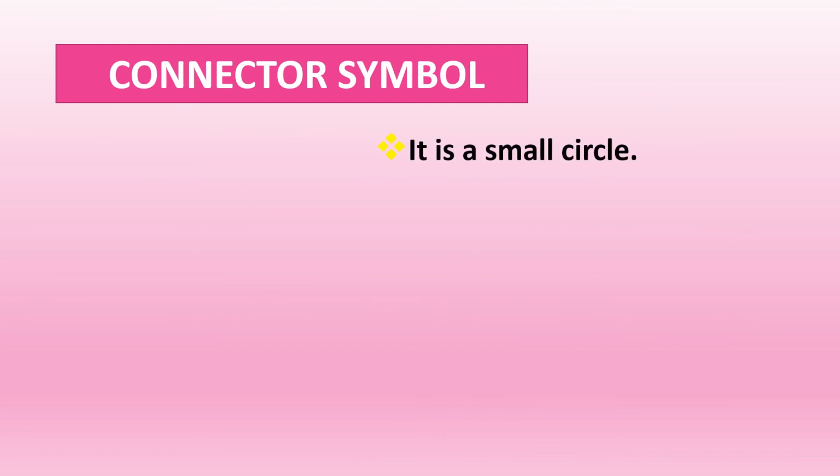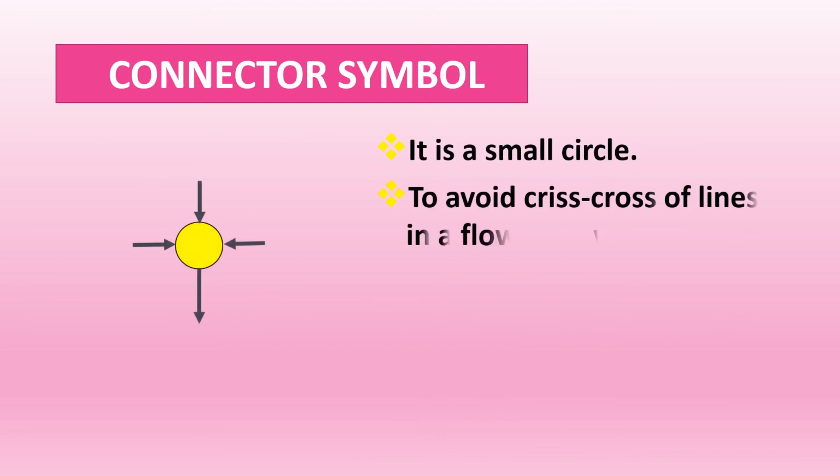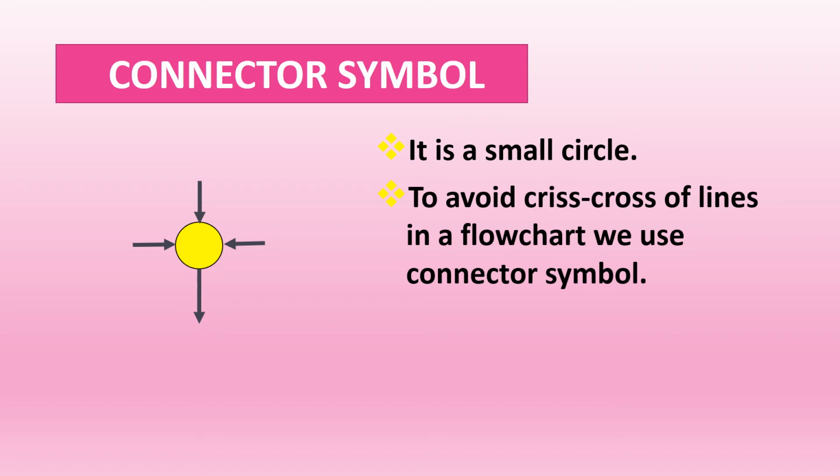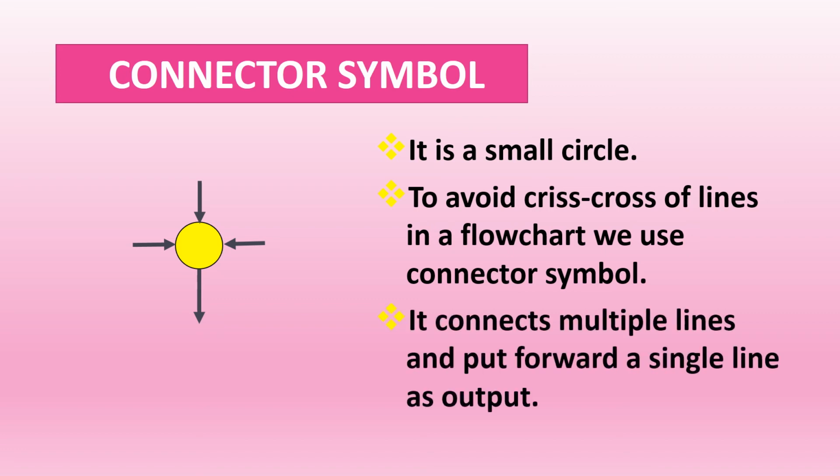Connector symbol. It's a small circle. To avoid crisscross of lines in a flowchart, we use connector symbol. It connects multiple lines and puts forward a single line as output.